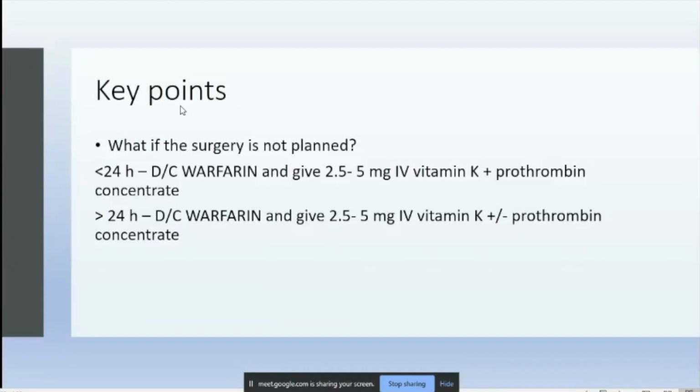Now, what if the surgery is not planned, for example, emergency surgery? In that case, if the surgery is going to happen in less than 24 hours, we discontinue the warfarin right away, and we give 2.5 to 5 milligrams IV vitamin K with prothrombin concentrate. If the emergency surgery is going to happen in more than 24 hours, then we discontinue the warfarin. We give the same dose of vitamin K intravenously, but with or without prothrombin concentrate. Okay, so that is about the emergency surgery.